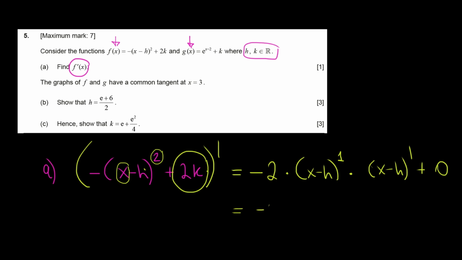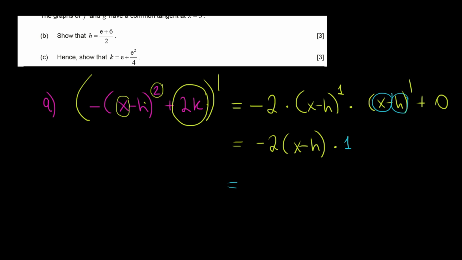Continue solving. Minus 2 bracket x minus h times the derivative of x minus h. The derivative of x is 1. The derivative of h is 0. 1 minus 0 is 1, so times 1, which brings us to the final answer of minus 2 bracket x minus h. Hope this makes sense. This was part A. Let's go to part B.